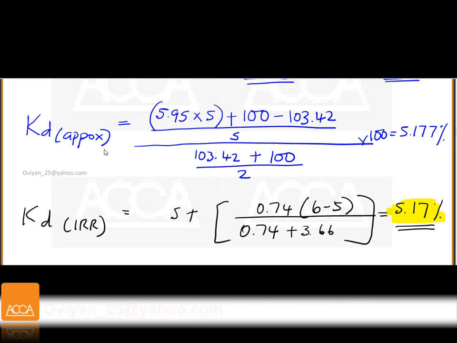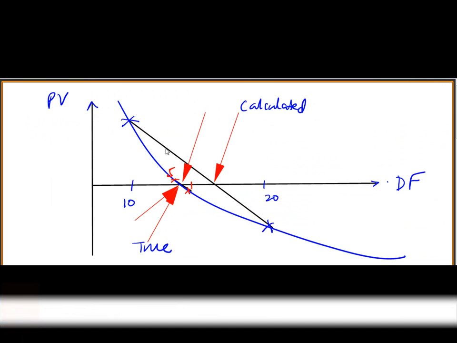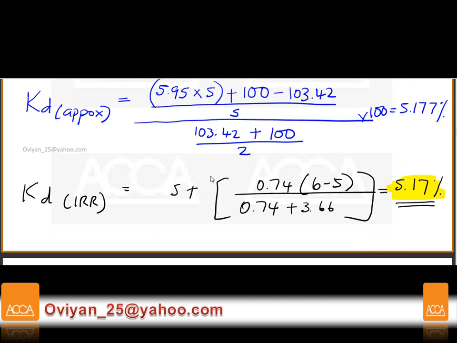Let me tell you again. If you have taken a different approach, let's say for example 2% and 10%, the answer is going to be way out, even if you use an interpolation method.